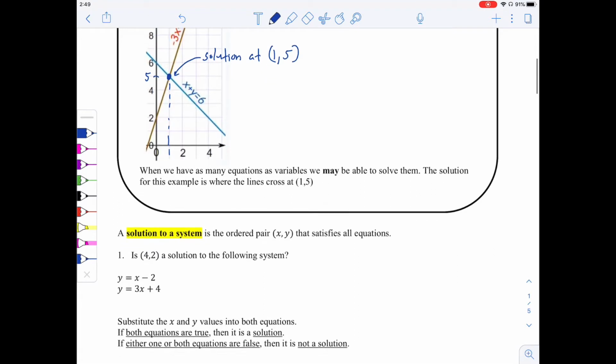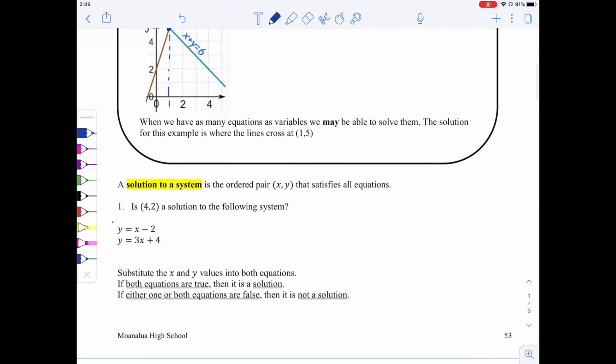If you're not given a graph, let's say you're given two equations like this. So we're going to figure out, is 4, 2 a solution to the following system? So remember again, you have your x, y values given in there. So we're going to substitute our x and y into both equations and then see if they come out to be true or not.